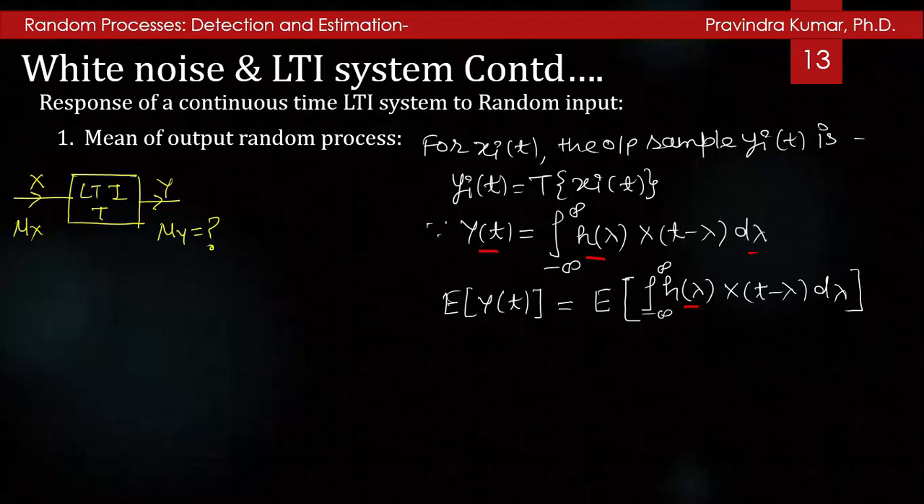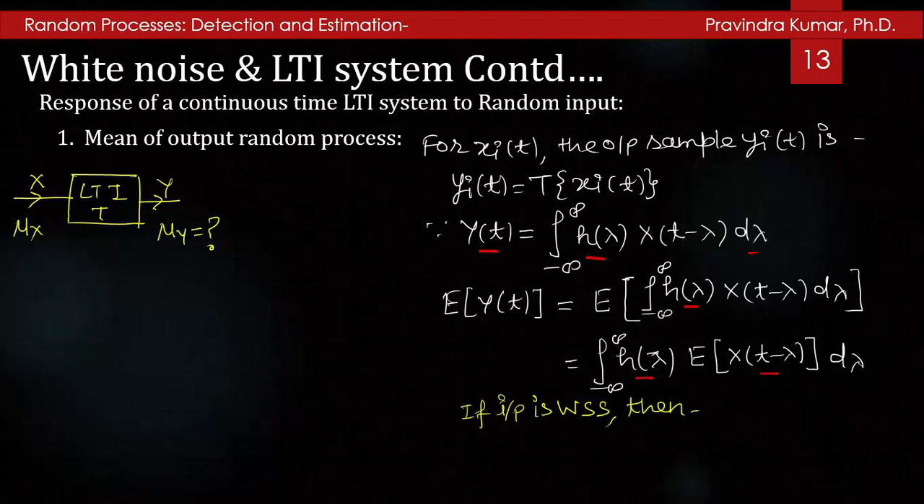And from here you can find out it will be the integration from minus infinity to infinity of h(lambda) times the expected value of x(t minus lambda) d lambda. So from here you can see if the input is a wide sense stationary (WSS) random process, then the expected value of x(t minus lambda) will be equal to mu x, because it is wide sense stationary, so the mean value will not be changed, will be unaffected.